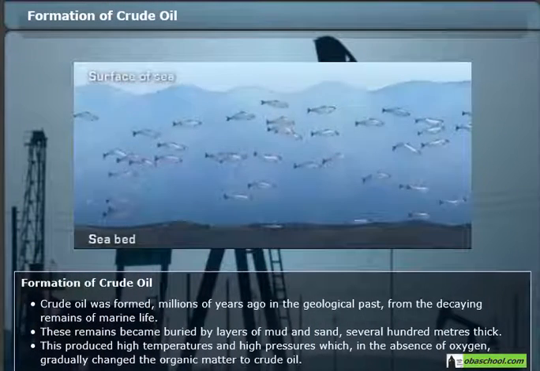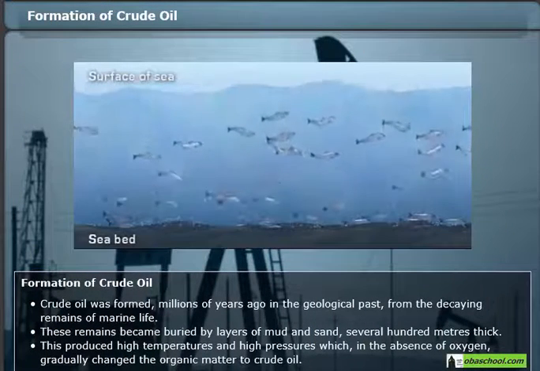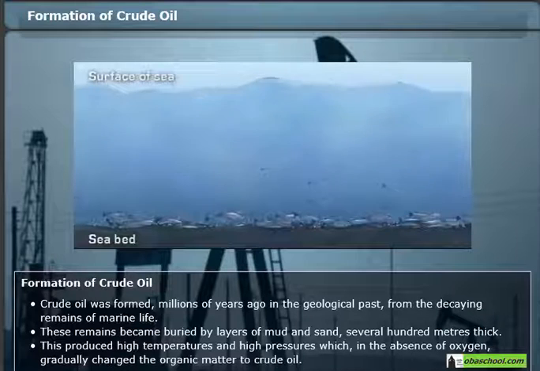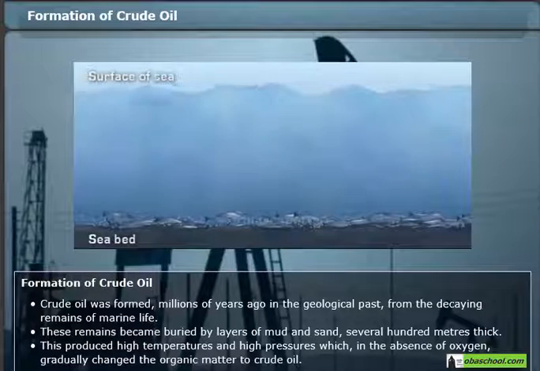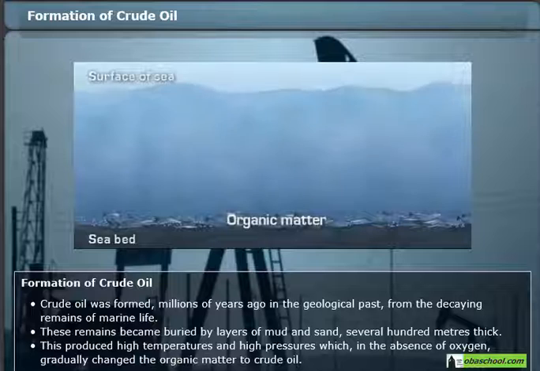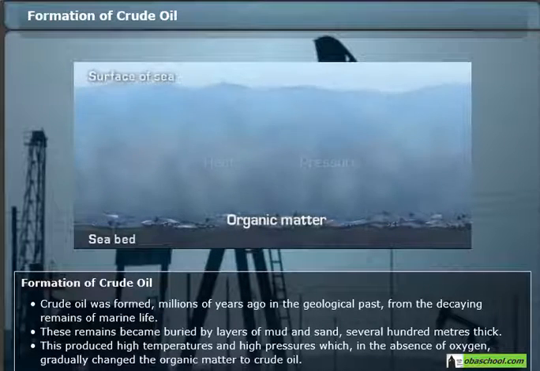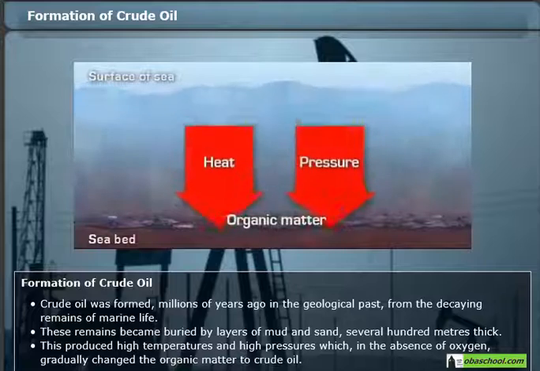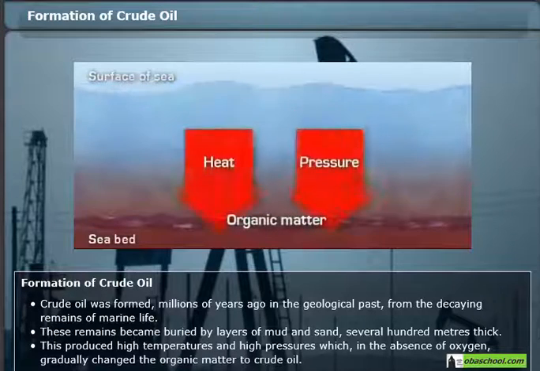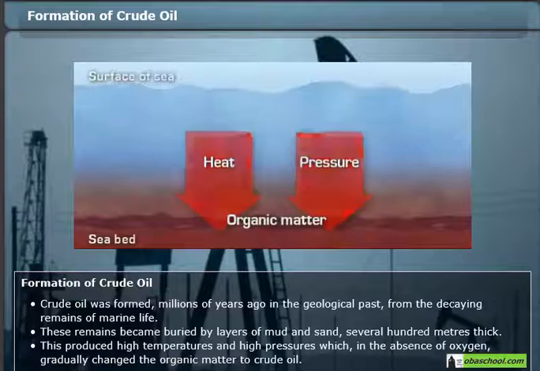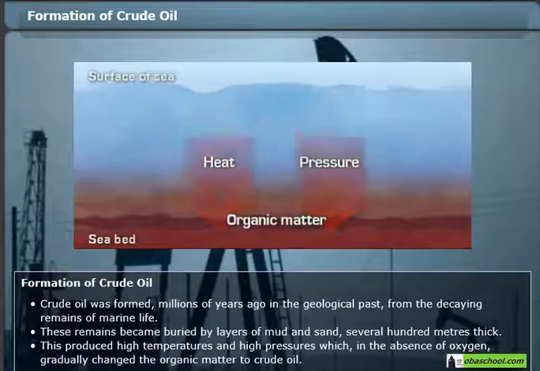Formation of crude oil. Crude oil was formed millions of years ago in the geological past from the decaying remains of marine life. These remains became buried by layers of mud and sand several hundred meters thick. This produced high temperatures and high pressures which, in the absence of oxygen, gradually changed the organic matter to crude oil.